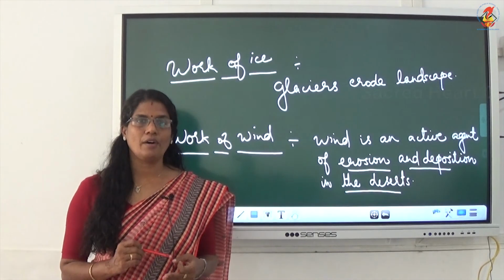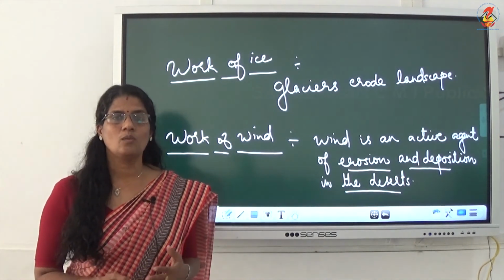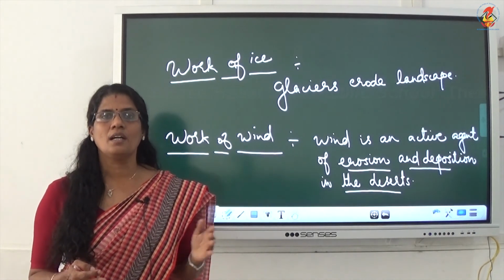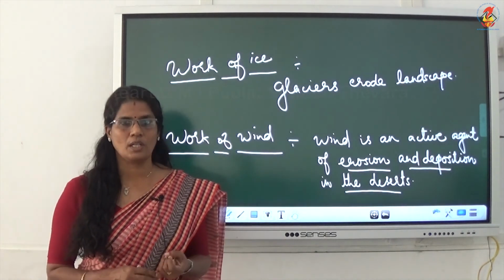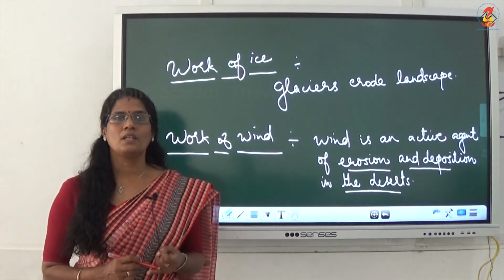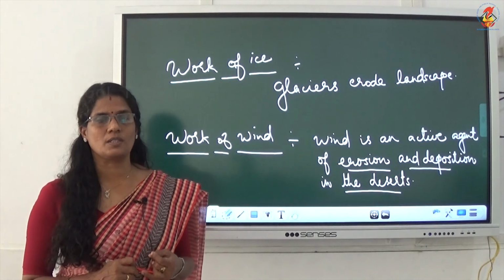Then work of ice: what is a glacier? Glacier means rivers of ice. What are glacial moraines? When glaciers carry big and small rocks, sand and silt and deposit them, it is known as glacial moraines. In the work of wind, you have to study sand dunes, loess and mushroom rocks.